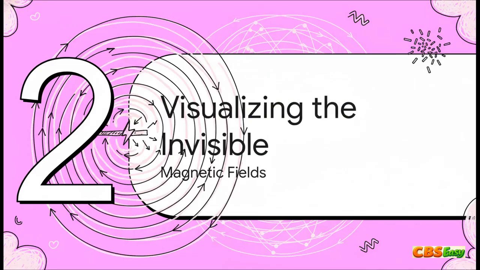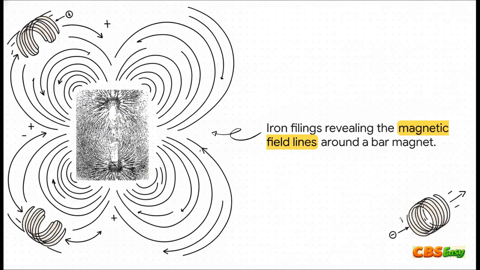Okay, so we've established that an electric current makes a magnetic field. But what does that even look like? You can't see it, right? It's a totally invisible force field. So to really get a grip on it, we need to find a way to visualize this invisible force. And check this out. This is a super cool way to do just that.